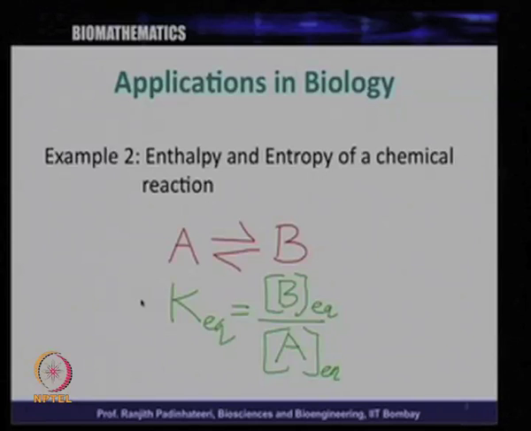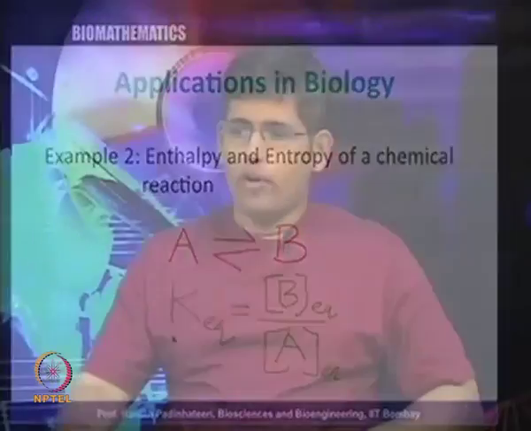So, at equilibrium, when the concentrations of A and B on average do not change, the equilibrium constant is basically the ratio of the concentration of B divided by the concentration of A. This bracket means concentration. So, the concentration of B at equilibrium divided by the concentration of A at equilibrium is known as the equilibrium constant.